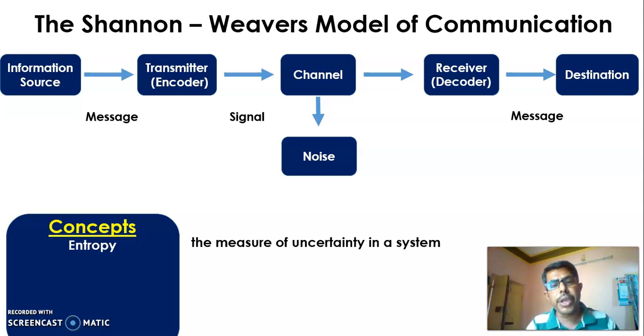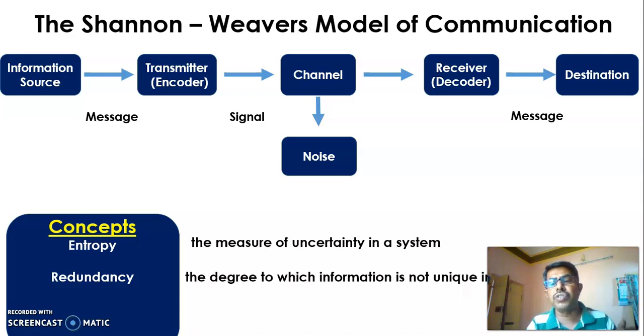So communication should reduce uncertainty. The more the uncertainty, the lesser the effect of communication. That we call entropy. Then redundancy: the degree to which information is not unique in the system. If the students already know some information, and I again and again say the same information, it leads to boredom.